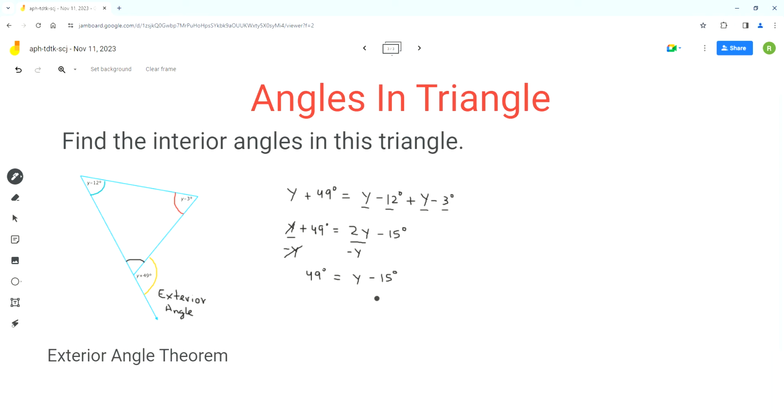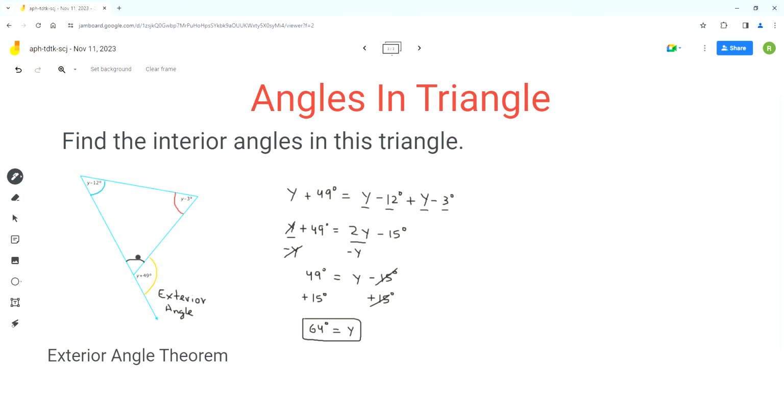We can isolate y on the right side of the equation by adding 15 degrees to both sides. So now the 15s on the right side cancel each other out. So we get 49 plus 15, which is equal to 64 degrees. So the value of y is 64 degrees. We will use this value of y to find the measure of the three interior angles.